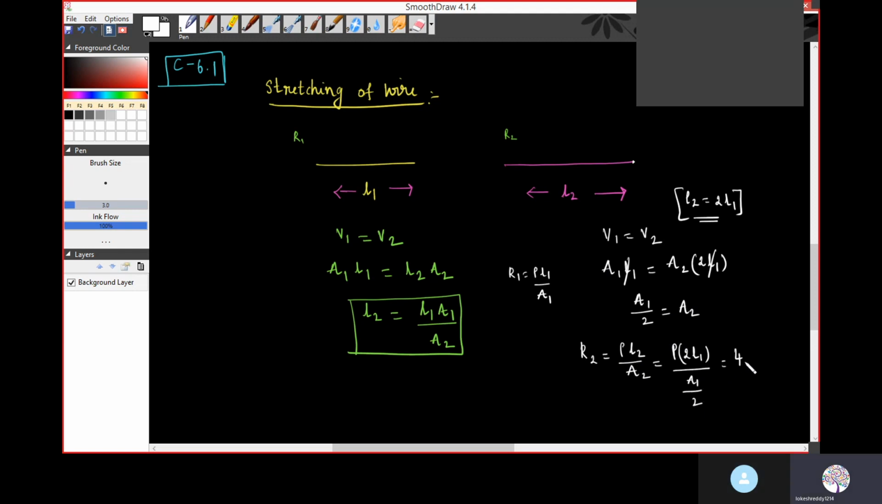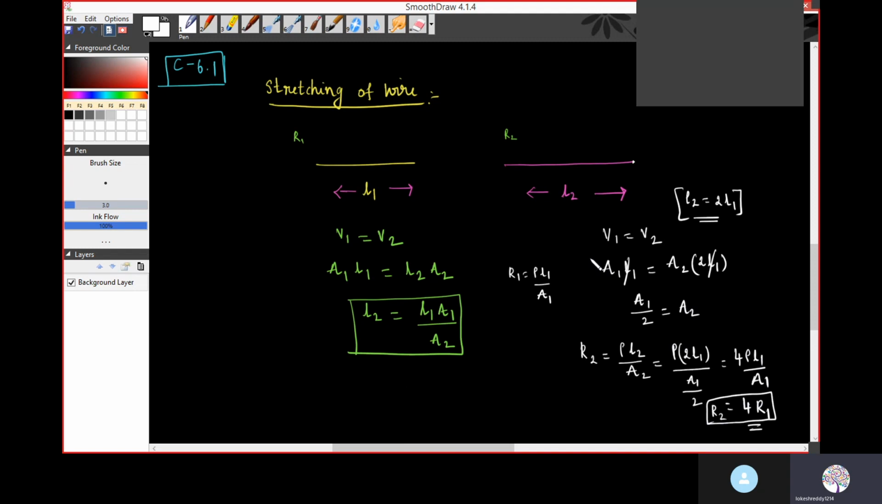So that is 4 rho L1 by A1, which is equal to 4 R1. So R2 is equal to 4 times R1. R2 will become 4 times R1.